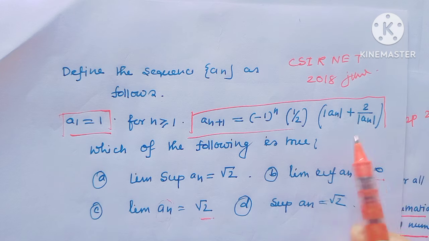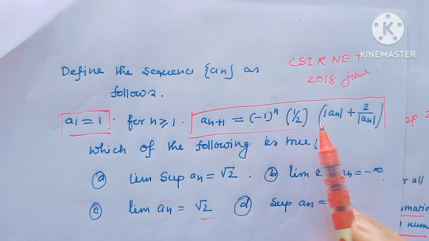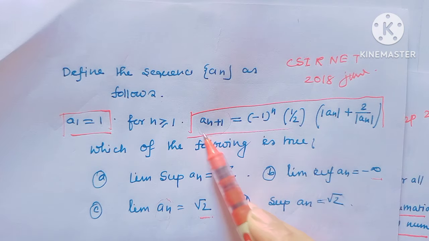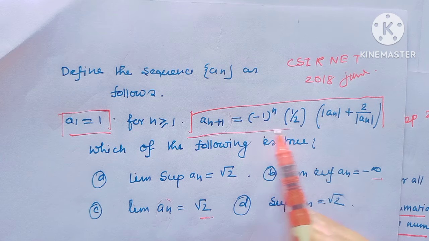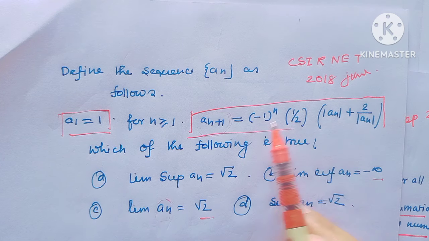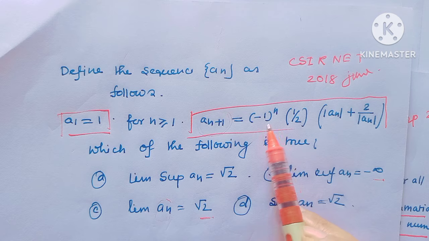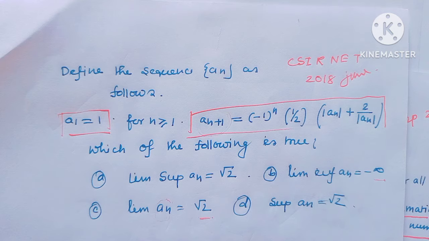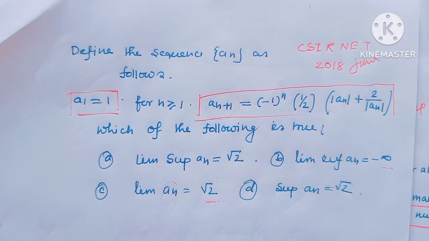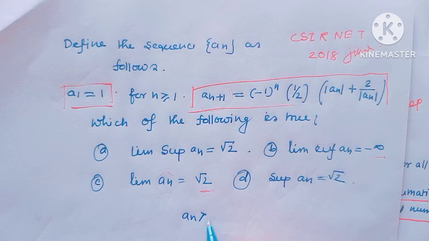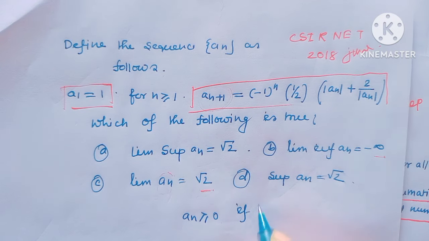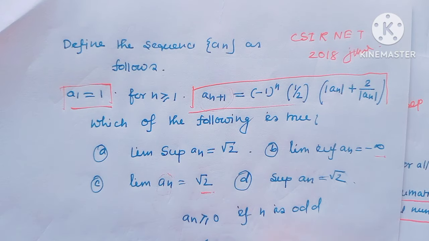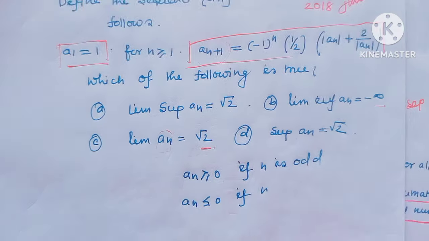Notice at first, when n is even, then an plus 1 would be odd. That means this would be a positive term, and when n is odd, then this part would be a negative part. Then an plus 1 would be even when n is odd. So here an is greater than or equal to 0 if n is odd, and an is less than or equal to 0 if n is even.